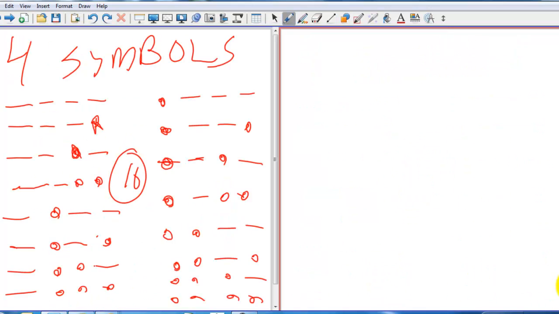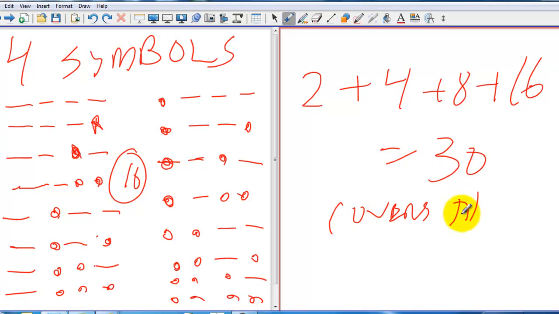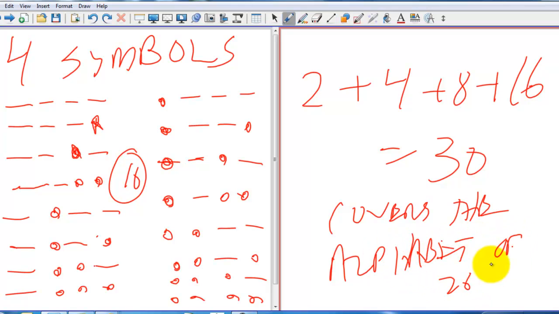So what are we up to so far? We got 2 and 4 and 8 and 16, 30. That covers the alphabet. Notice if we had stopped earlier, the alphabet is 26 letters. If we'd stopped with only 3, that wouldn't have done it. That would have been only 14.